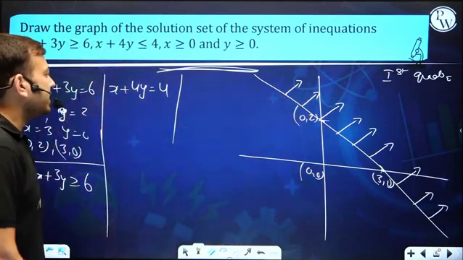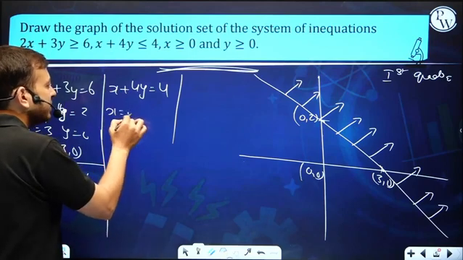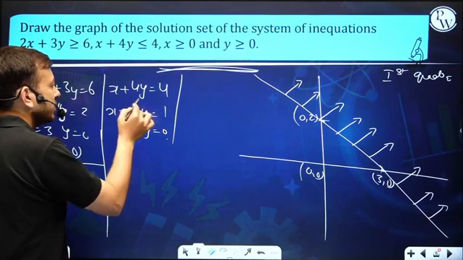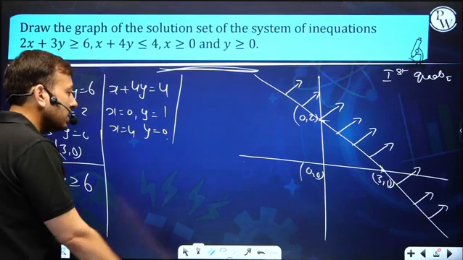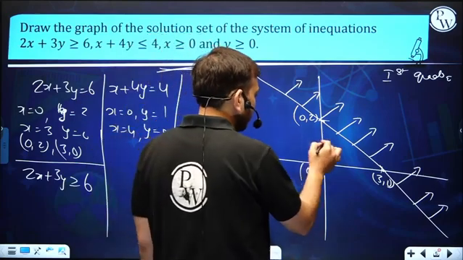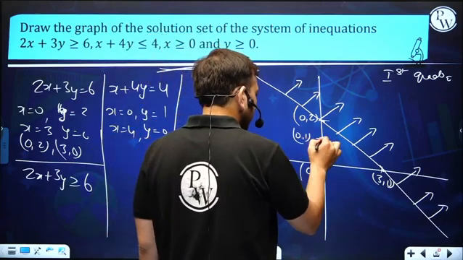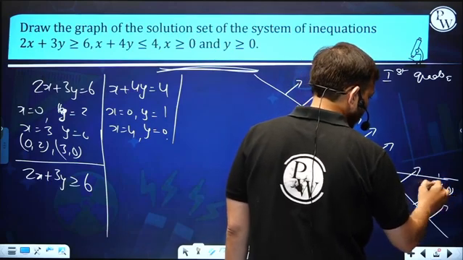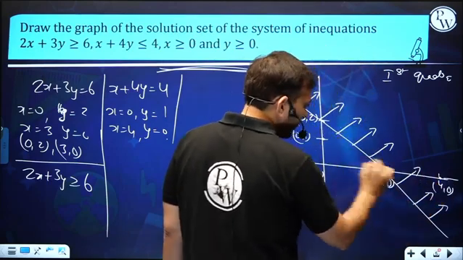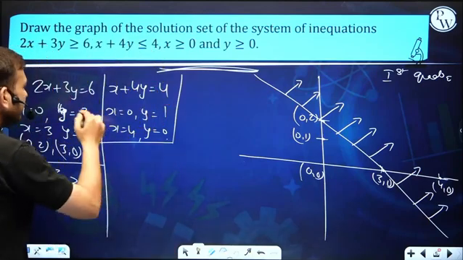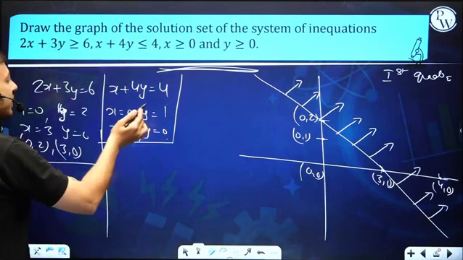Now what about the second line, sir? When you put x equals 0, y is 1. When y equals 0, x is 4. So the points are (0, 1) and (4, 0). Obviously they will intersect, but to be sure, you need to solve these two equations and find the intersection point.